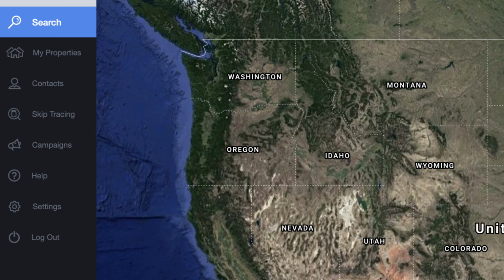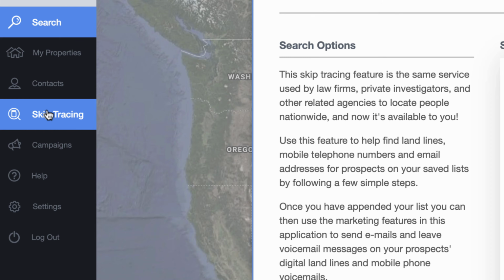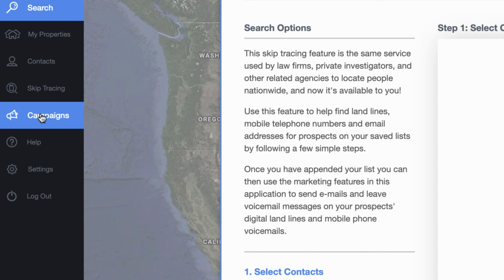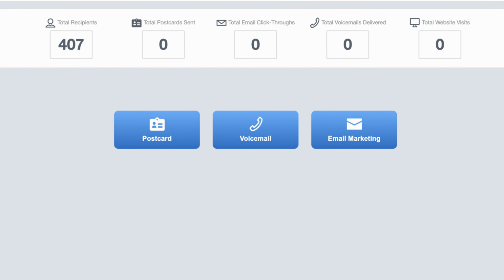PropStream also has the ability to skip trace properties very quickly and easily. It's just built into the software, which is actually kind of a huge deal. There are other bulk skip tracing services like this out there, but it's a whole separate software from where you get your lists, so you have to pay for two separate things, whereas PropStream just has it all built into one place. And you can also send out direct mail campaigns and email campaigns with PropStream as well.